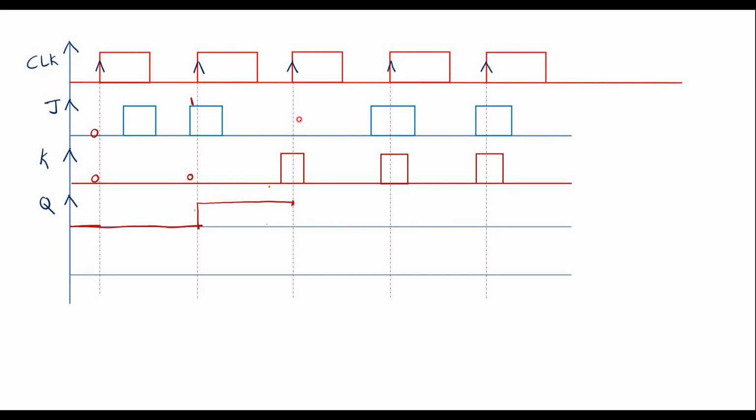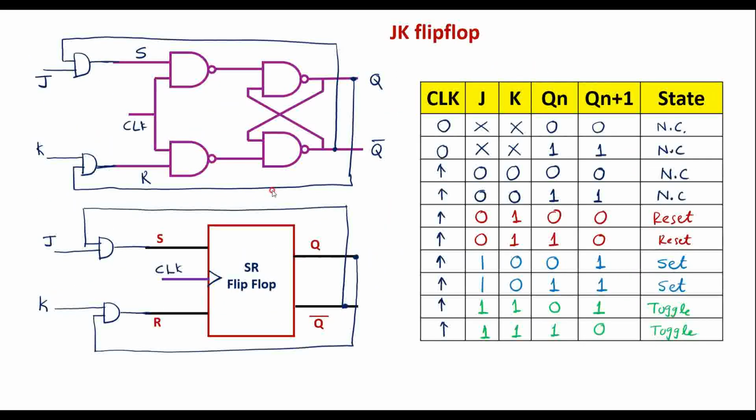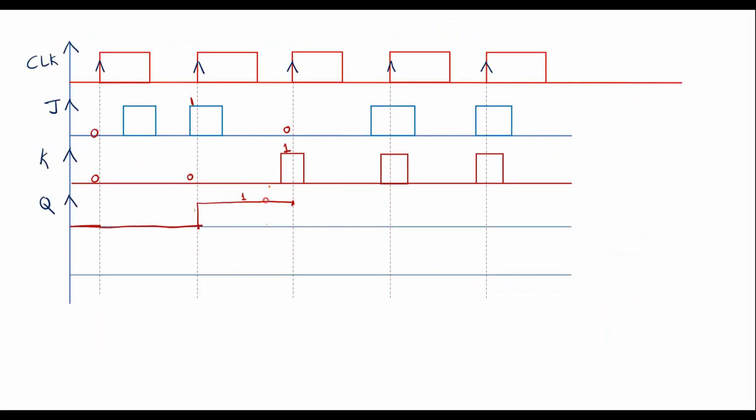So at this instant, here we can see that at this edge J value is 0, K value is 1, and here Qn is 1. This is nothing but Qn, which is 1. So as we know, if J is 0 and K is 1, flip-flop will reset. Here we can see that when J is 0, K is 1 and Qn is 1, it will become 0, that is reset. So the flip-flop will reset. It means it will go low, and it will be low until the next clock signal. So it will be low until this clock signal.